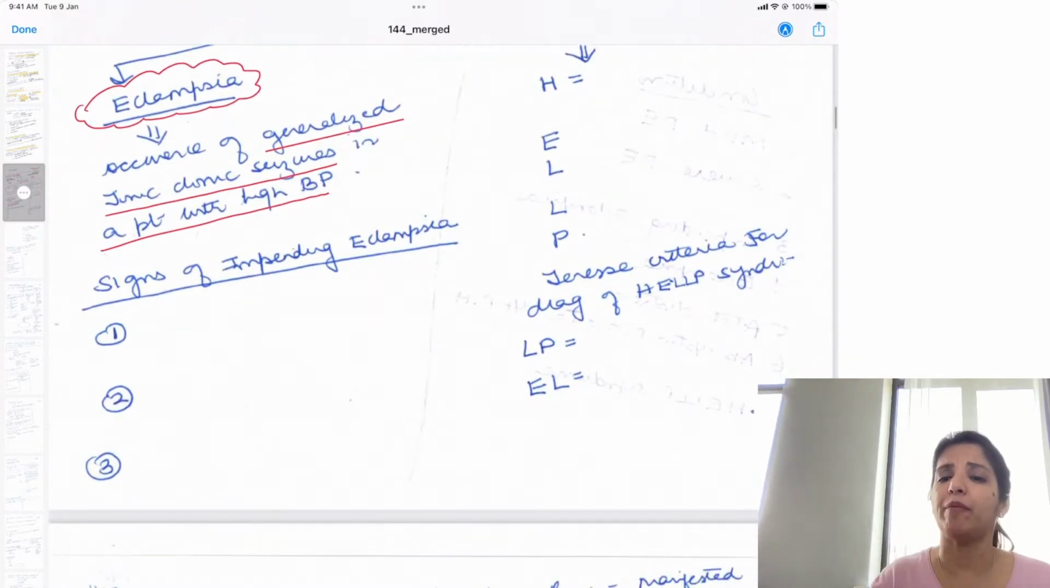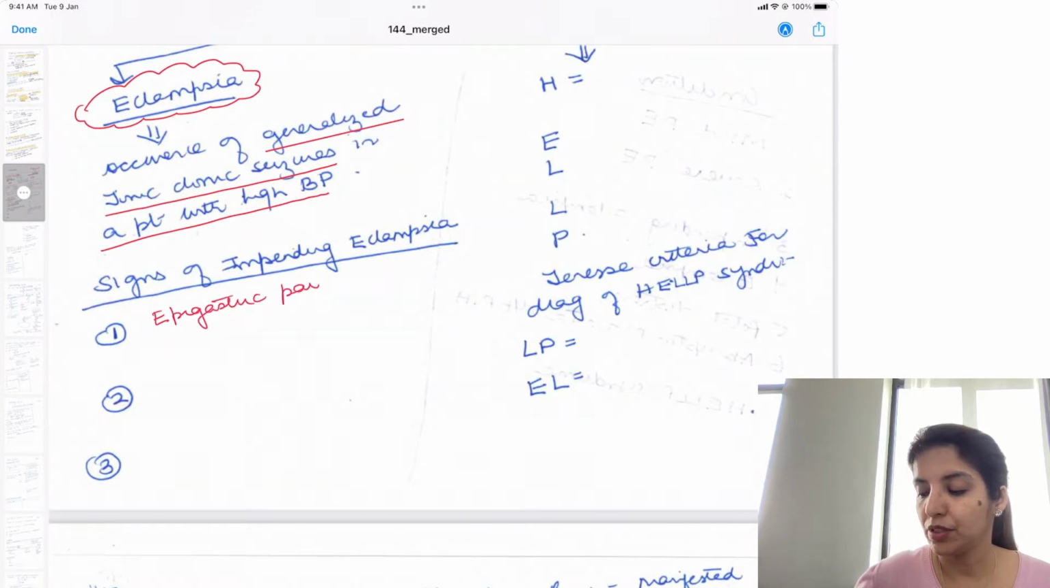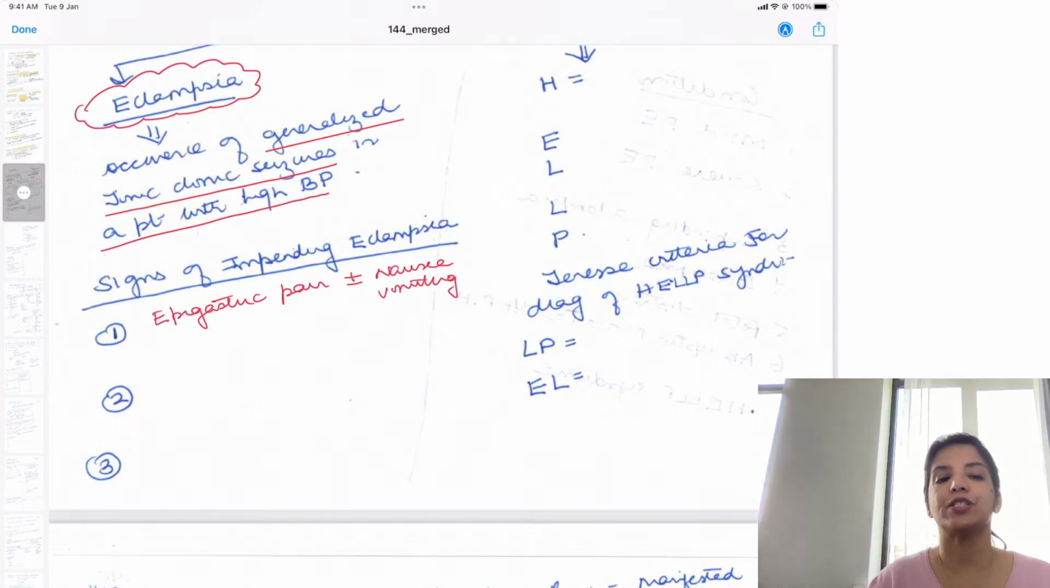Number one, अगर आपकी patient, severe preeclampsia की patient, complain करे that she is having epigastric pain plus minus nausea, vomiting. If your patient says that she is having epigastric pain plus minus nausea, vomiting, you should immediately tell her to get admitted. If she is admitted, then you should immediately know that she might throw convulsion at any time. Now, why does this happen?